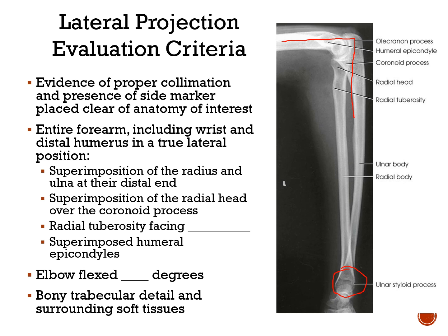And I forgot to fill this in, sorry. The radial tuberosity should be facing anteriorly, is what the blank should be here, anteriorly. We should have superimposed humeral epicondyles, and the elbow should be flexed, as I said before, 90 degrees.